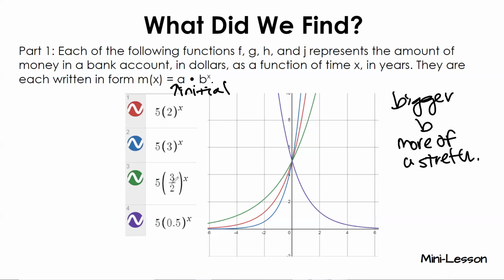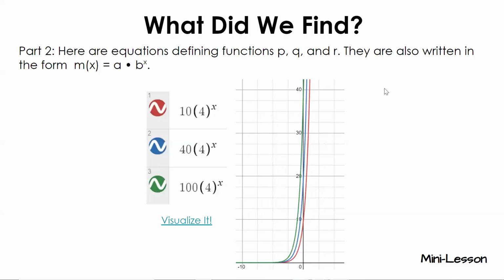Okay. Now, when we had something like, let's say 0.5, what happened? We went what? Down. Okay, so we decreased. So anything that's less than 1 is going to be decreased. 2. All right, so looking at part 2, it says here are the equations defining functions p, q, and r.